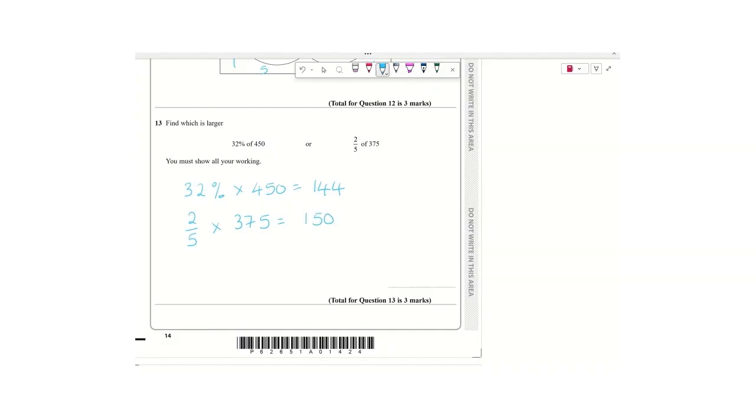And then I know that 150 is bigger than 144, so I can either put a circle here or I can say 2/5 of 375. If I didn't do any of this working here and all I did was write down my answer, I wouldn't get anything. I have to show the 144 and the 150 to be able to get any marks for that one, because it specifically says you must show your working. Okay, that's really important.